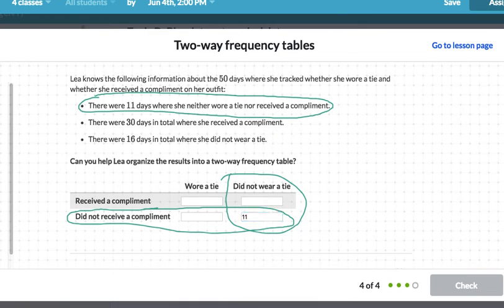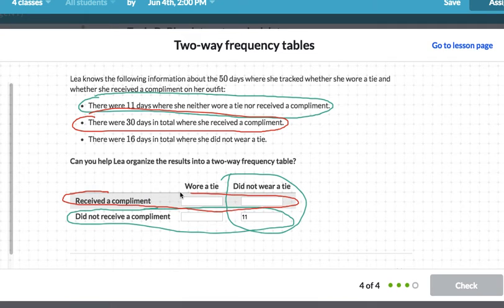Now we're looking at our totals. There were 30 days in total where she received a compliment. We cannot deal with that just yet. We're going to come back to that. We've got 16 days in total where she did not wear a tie, which is right here. Of the 16 days, we've got 11 accounted for, so 5 remain. We can go back to the 30. 5 are accounted for now, so 25 remain.